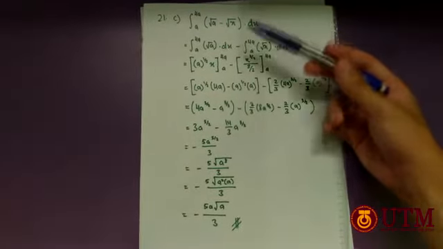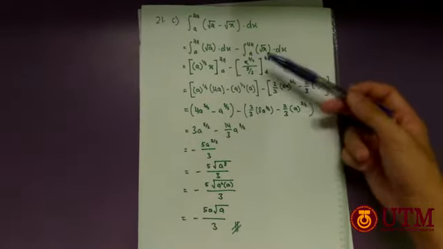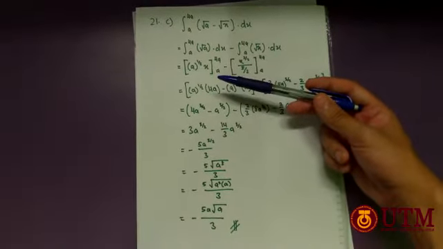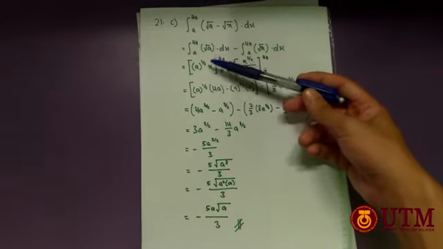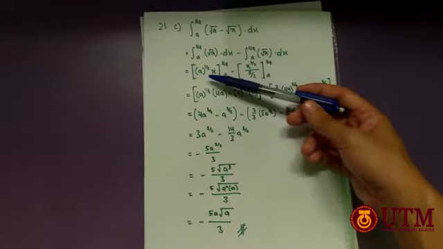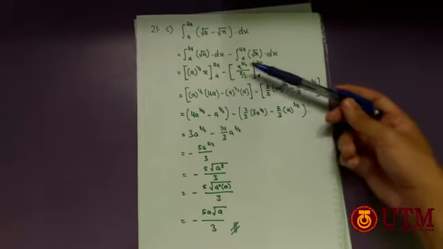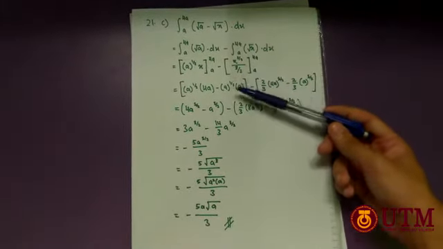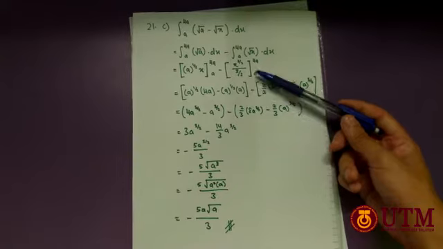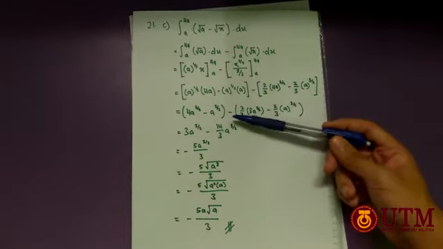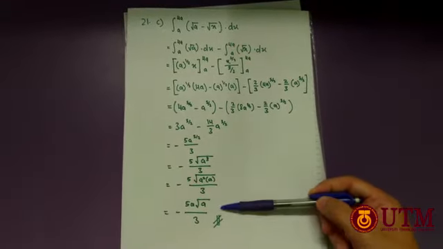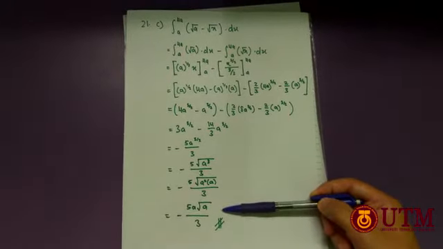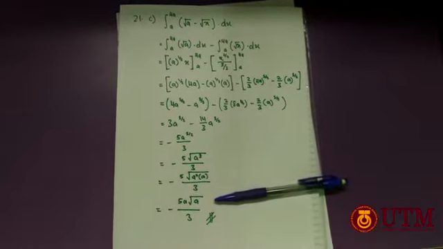For this question, we can rewrite it as this to make it easier, and then just integrate it as usual. Notice that a is a constant, so the integration of square root of a will give square root of a times x, and then just integrate square root of x. You will get this, then substitute, evaluate it, and you will get this. If you simplify it, you will get the final answer, which is negative 5a times square root of a over 3. Okay, so let's move on to question 21D.